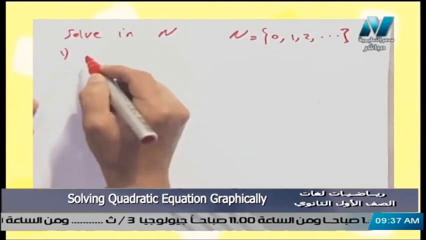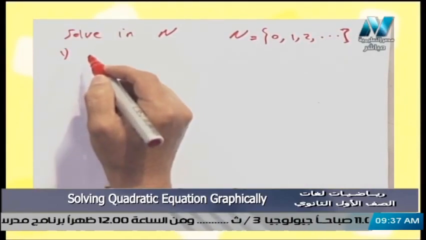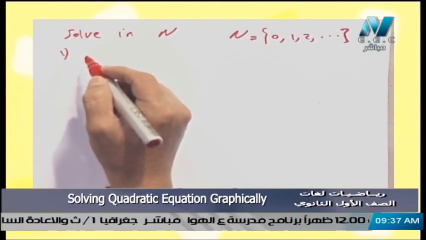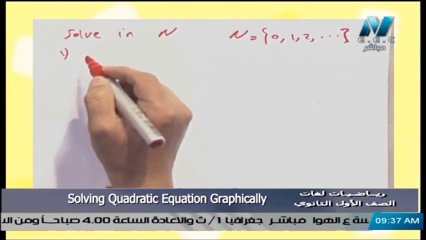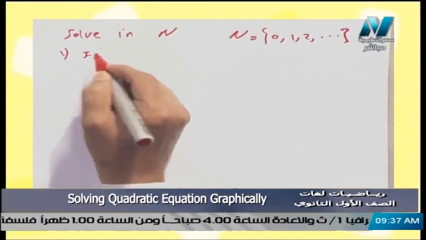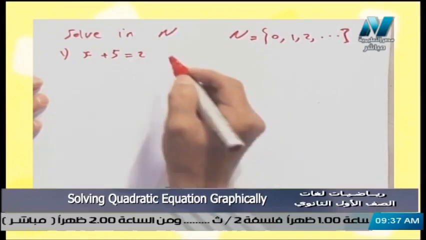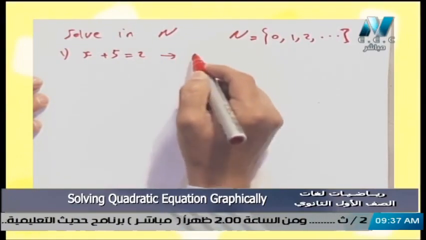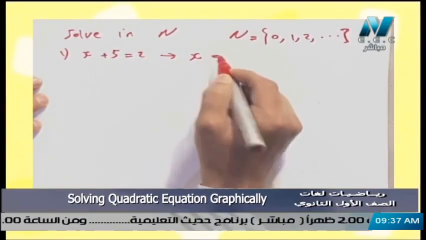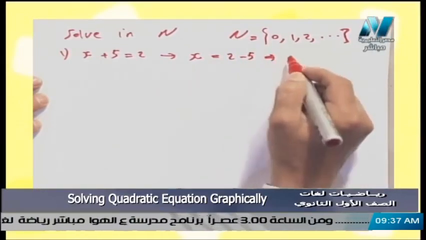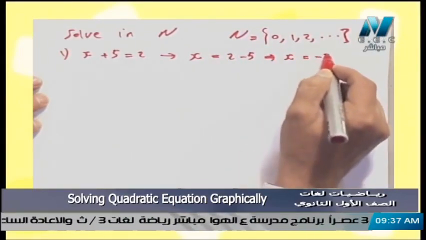The first example is we have here an equation like that. If we have x plus 5 equals 2, we will solve the equation as x equals 2 minus 5. So x will be -3.